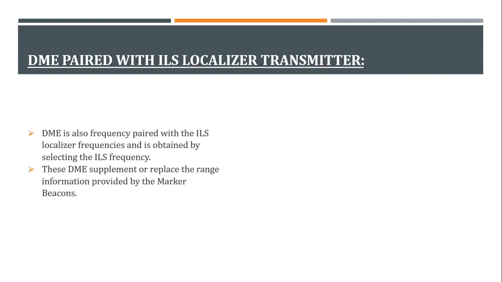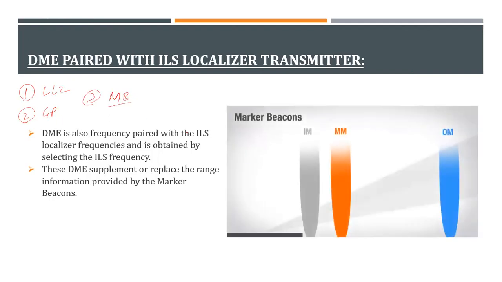Okay. So we already know that ILS has three components. One was your localizer, glide path, and then finally we had marker beacons. That's the same thing. So the application of DME is used in the ILS as well. DME is also frequency paired with the ILS localizer and is obtained by selecting ILS. So not only the marker beacons, you also find that the localizer has co-location with the DME.